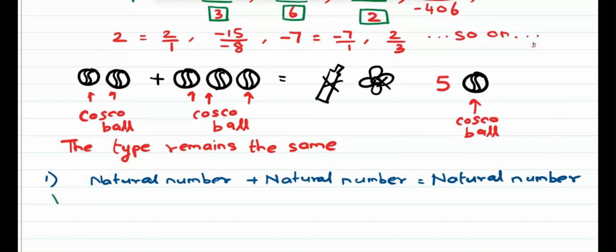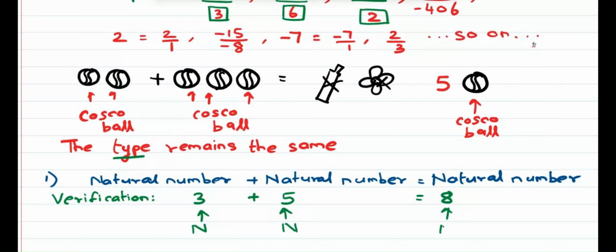So let us do a bit of a verification. And we can try to find some exceptions if you can think of. Can you suggest a natural number for me? So 3. And one more? So 5. Which is equal to 8. Now we are looking at the type. What type is this? This is a natural number. And this is also a natural number. And this also, yes, it is a natural number. So we can say the type has not changed over addition.